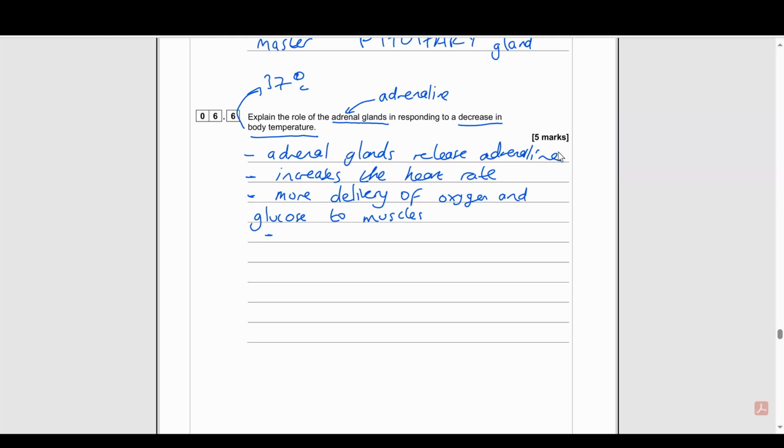Now, if there's more oxygen and there's more glucose that's going to the muscles, this means that there's going to be more respiration, which is occurring. And respiration, when it occurs, it releases energy, and some of that energy can be in the form of heat. So this release of heat from respiration can be used to increase the body temperature.